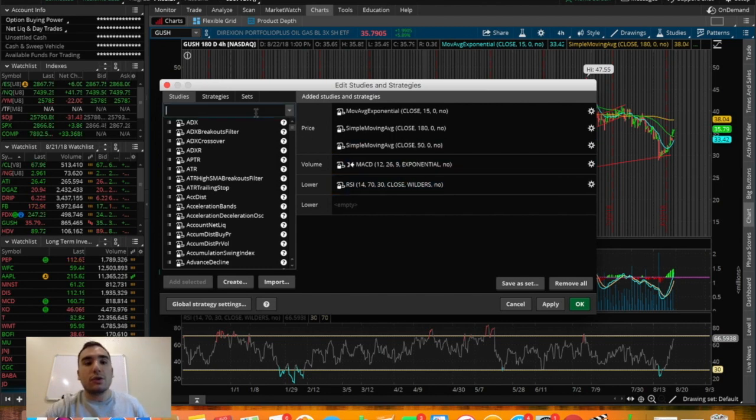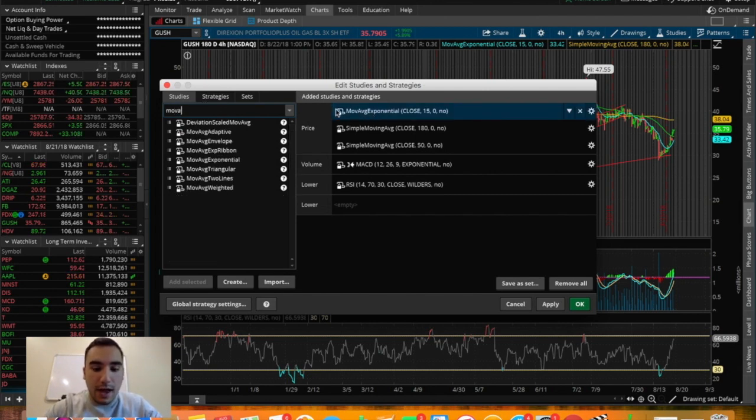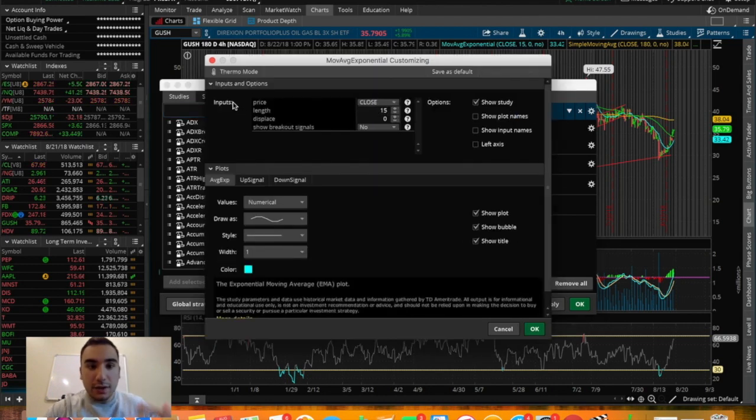You want to come to the search bar here that says studies, and if you want to add the exponential moving average, you type in moving average, and you would pick the exact group of words that are here, right? You would drag that over to the price section here, and then just to show you guys quickly how you can edit the length, or the days that the exponential moving average calculates for. You can do your length here at 15, you can do 20, you can do 10, whatever you want, but me personally, I have mine set at 15.